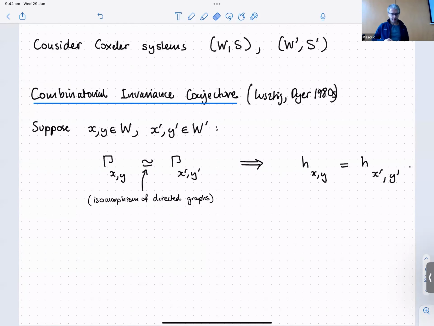Okay, so here's the combinatorial invariance conjecture. What it says is that if we have an isomorphism of directed graphs for two intervals in any two Coxeter systems, so I take two potentially totally different Coxeter systems, I take two intervals, I look at the Bruhat graphs of the intervals from x to y and x prime to y prime in these two different Coxeter groups. If the graphs are isomorphic, then the Kazhdan-Lusztig polynomials are equal.